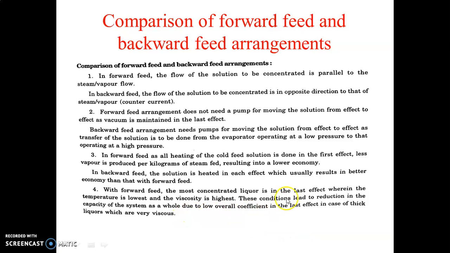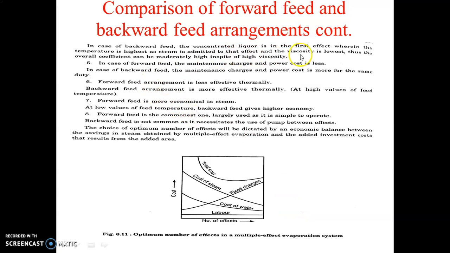Generally in forward feed, the last effect has lower temperature and higher viscosity. But in backward feed, the first effect evaporator has higher temperature and the lowest viscosity. In forward feed, the maintenance charges and power cost are less because there is no pump. But in backward feed, we are using a pump, and maintenance charges and electric power charges are higher. Forward feed arrangement is less effective thermally, that is, from the point of view of temperature.